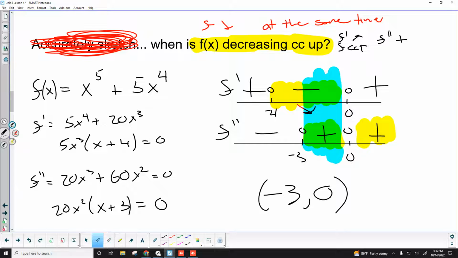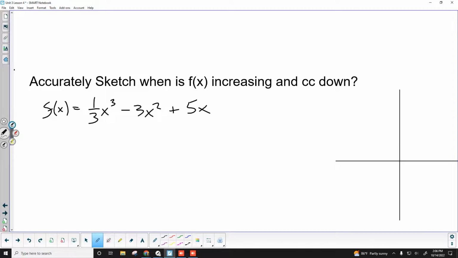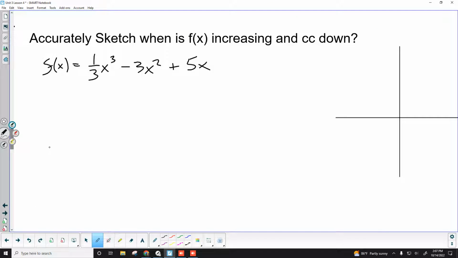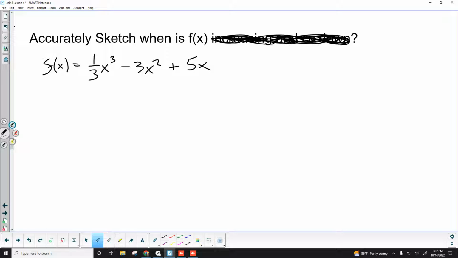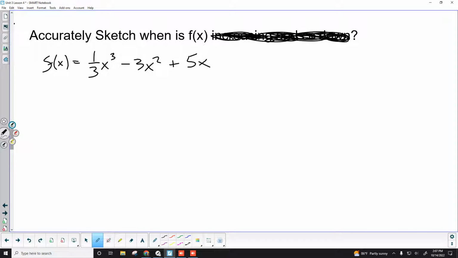I'm going to give you the sign analysis, but I'm going to ask you different questions. Because the way questions can be asked are as simple as increasing concave down, sure, but I'm going to change it up. I'm going to try to trick you. And I'm going to just do the sign analysis for you really quickly. Let me just think about this.